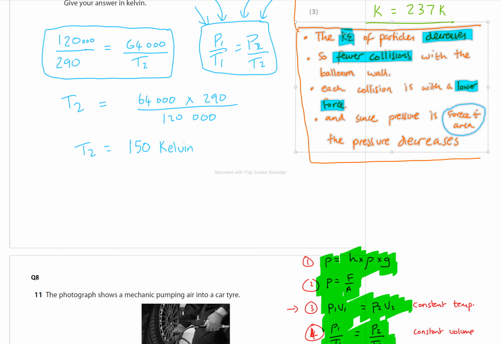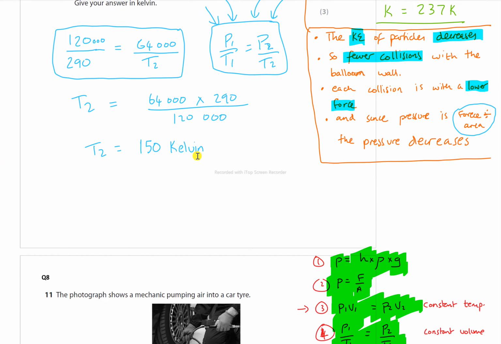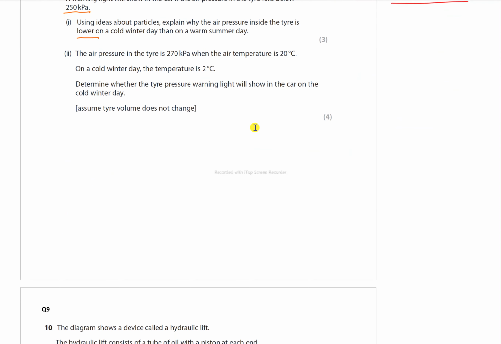It's almost a carbon copy of that. Right. Let's see if we can remember. There's 3 marks.